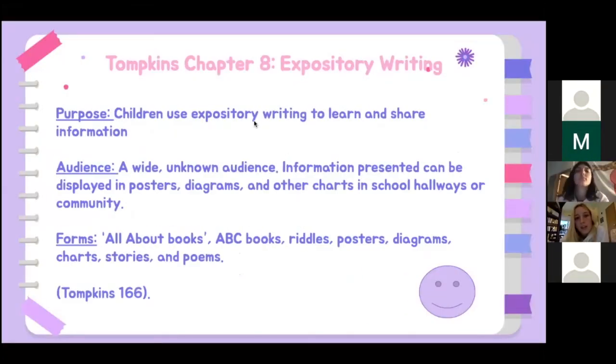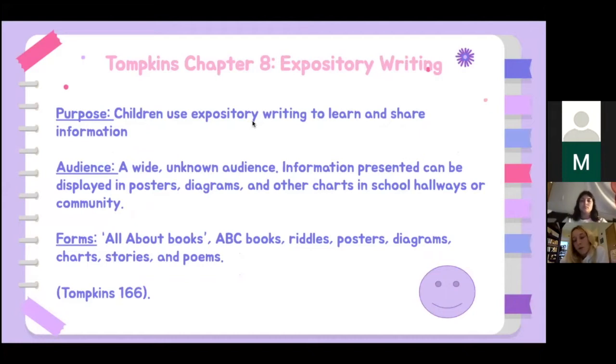Tompkins chapter 8 talks about expository or informational writing and the purpose, audience, and form. The purpose is that children use expository writing to learn and share information. The audience is a wide, unknown audience. Information presented can be displayed in posters, diagrams, and other charts in school, hallways, or the community. Forms, we're going to talk about a little later in our presentation, but they can be all about books, ABC books, riddles, posters, diagrams, charts, stories, and poems.